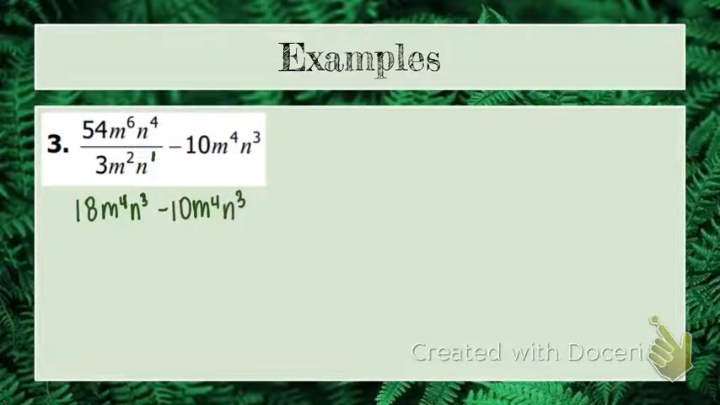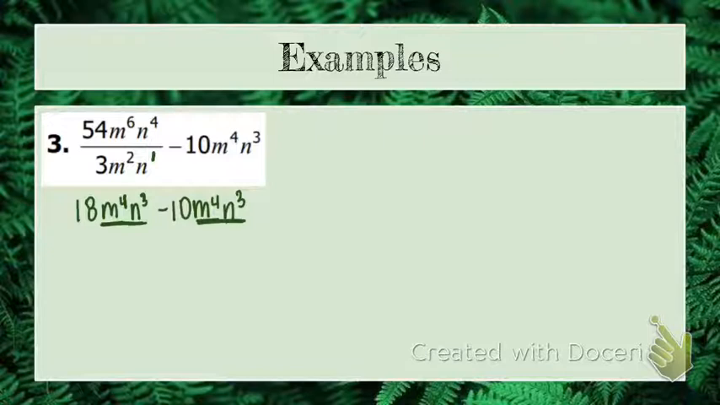So now we have to question ourselves. We have addition and subtraction now, and we agreed earlier that terms are things that are separated by addition and subtraction. And then we said that like terms have the exact same variables with the exact same exponents. So we have m to the 4th and m to the 4th and n to the 3rd and n to the 3rd. These two terms have the exact same variables with the exact same exponents.